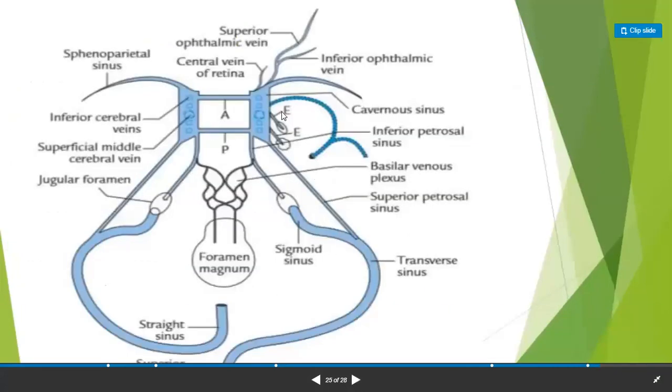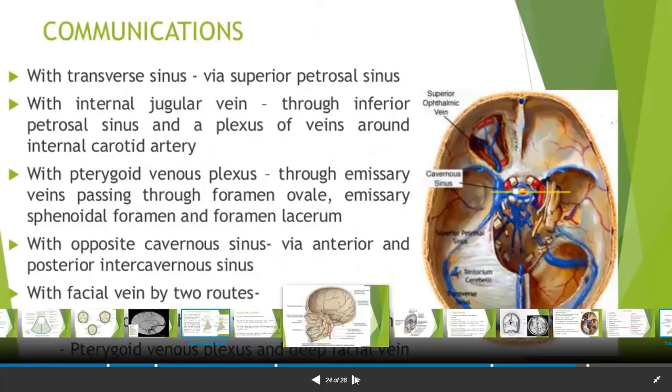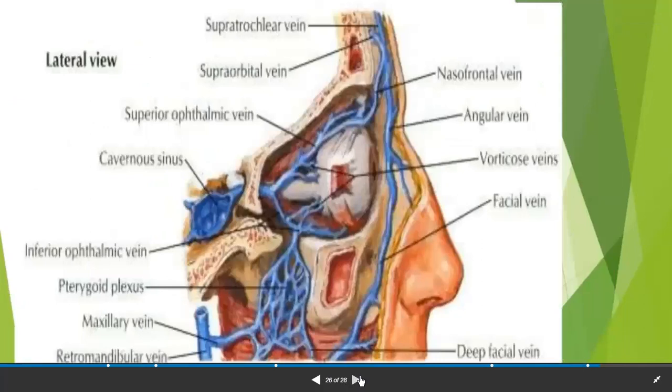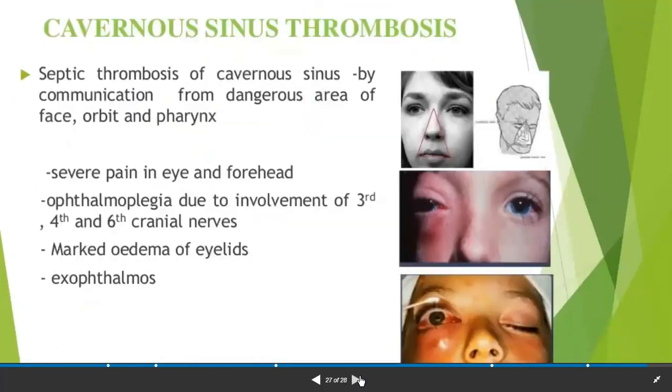Okay, this picture helps us. These are incoming channels and these are the outgoing channels. You just practice this diagram because this is very, very important. Communications are very important. Then, cavernous sinus thrombosis.